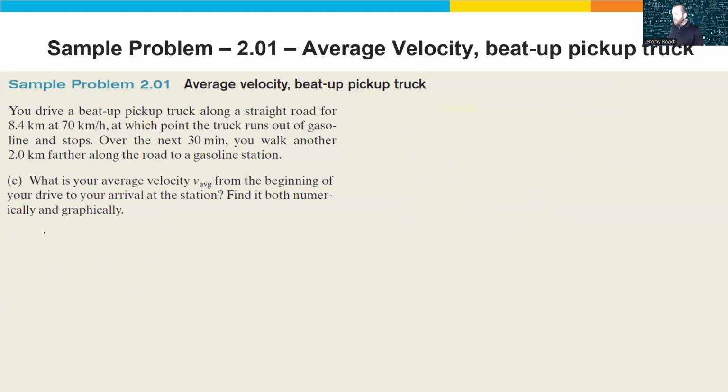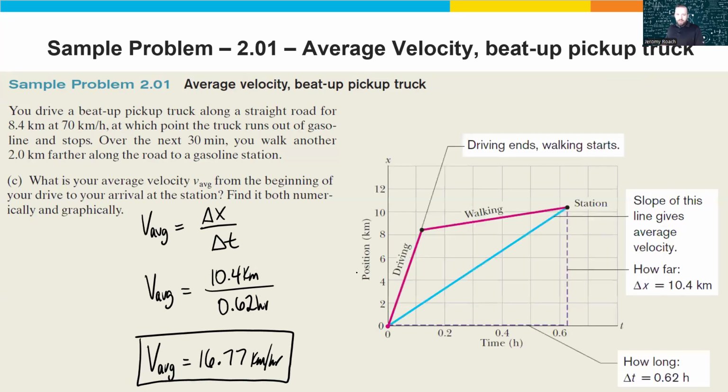Part C says, what is the average velocity from the beginning of our drive to when we arrive at the gas station? So here's a graph of what is happening here. We're starting out driving. Our position is changing very quickly because we're driving faster than if we were walking. And then the truck runs out of gas at about here. And then we have to walk for a much longer time, and we don't cover very much ground. We can see on the y-axis here.